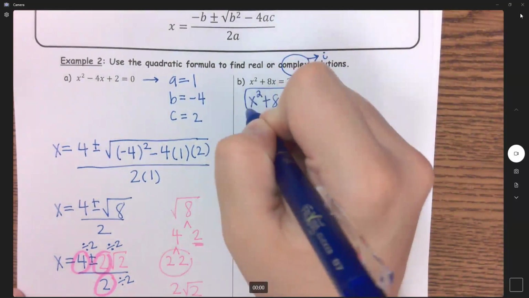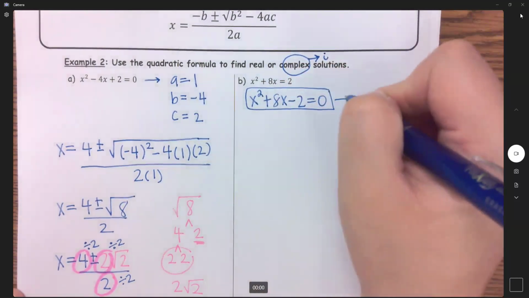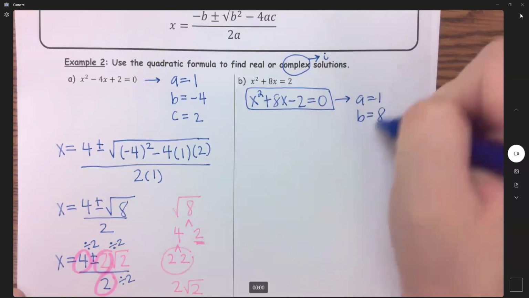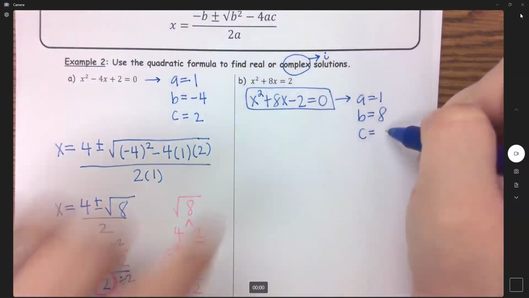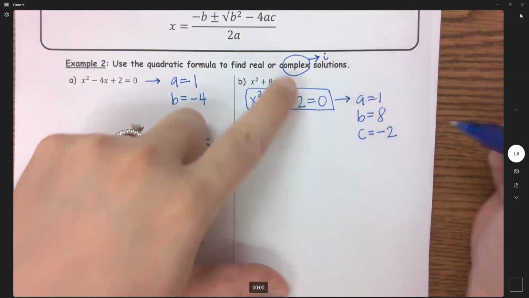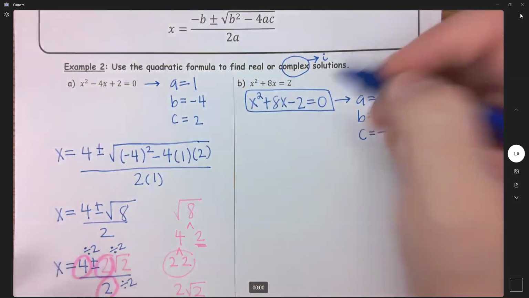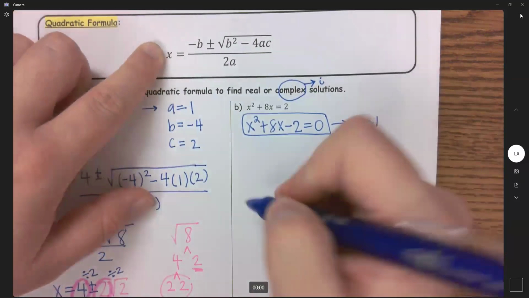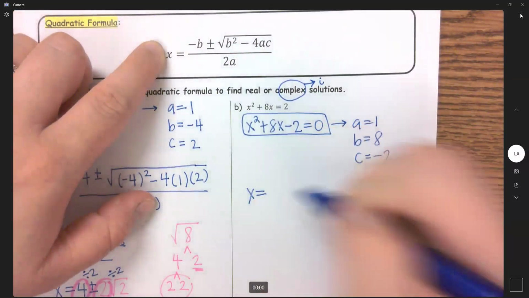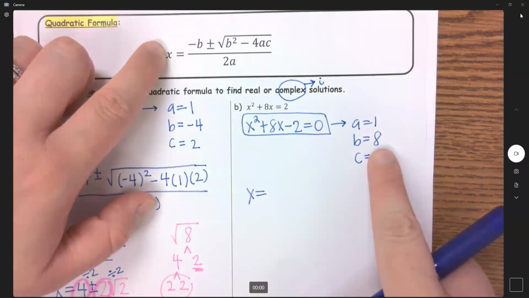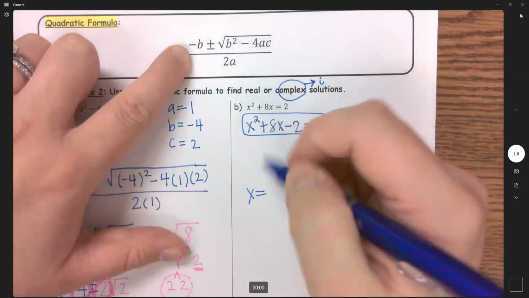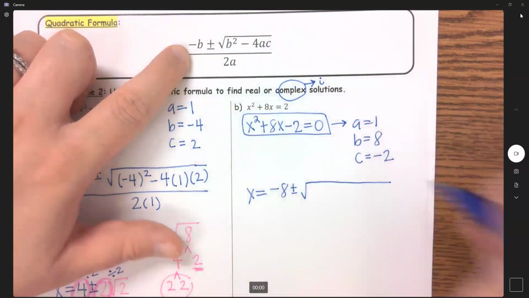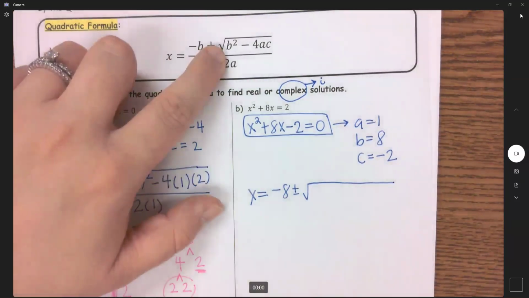So now using this, my a is 1, my b is 8, and my c is now negative 2. It is not 2. So let's use our quadratic formula. X equals negative b. My b is positive, so this will become negative 8 plus or minus the square root b squared.